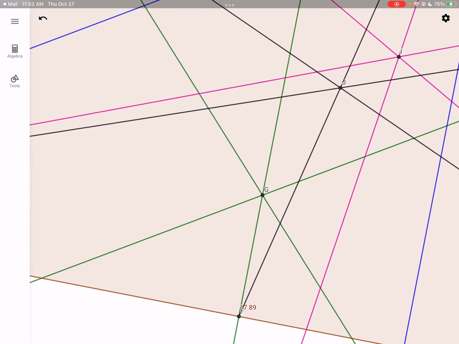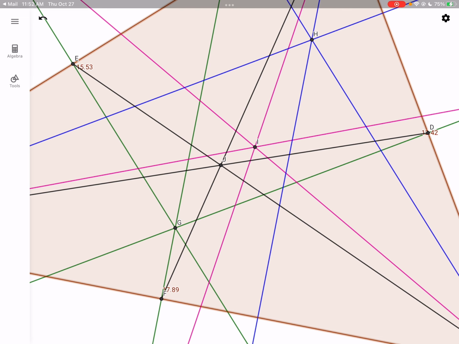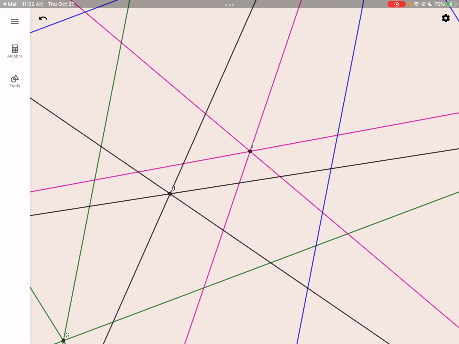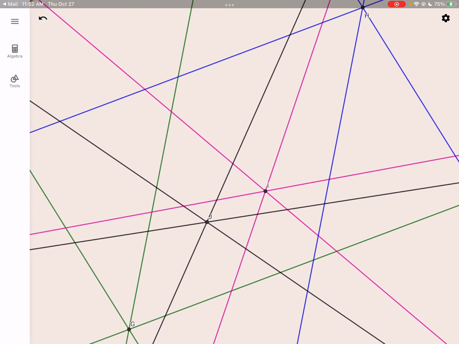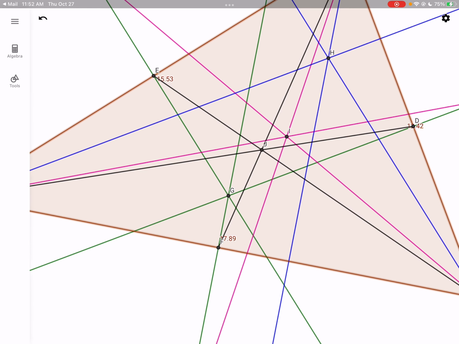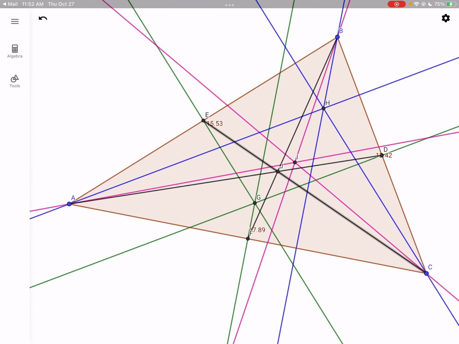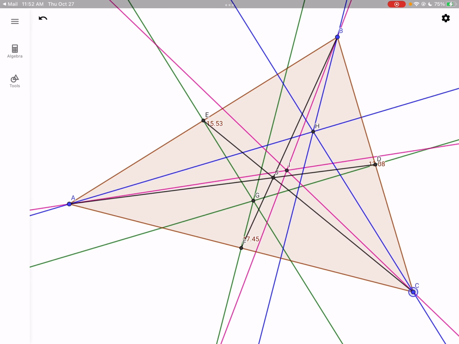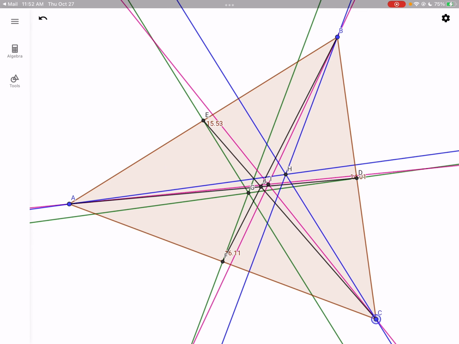So like that's a circumcenter. The black ones, I said those are medians. That's a centroid. That's an in-center. So we have all the special points. Are they the same point? No, they're different points. But what happens if I make my triangle isosceles?